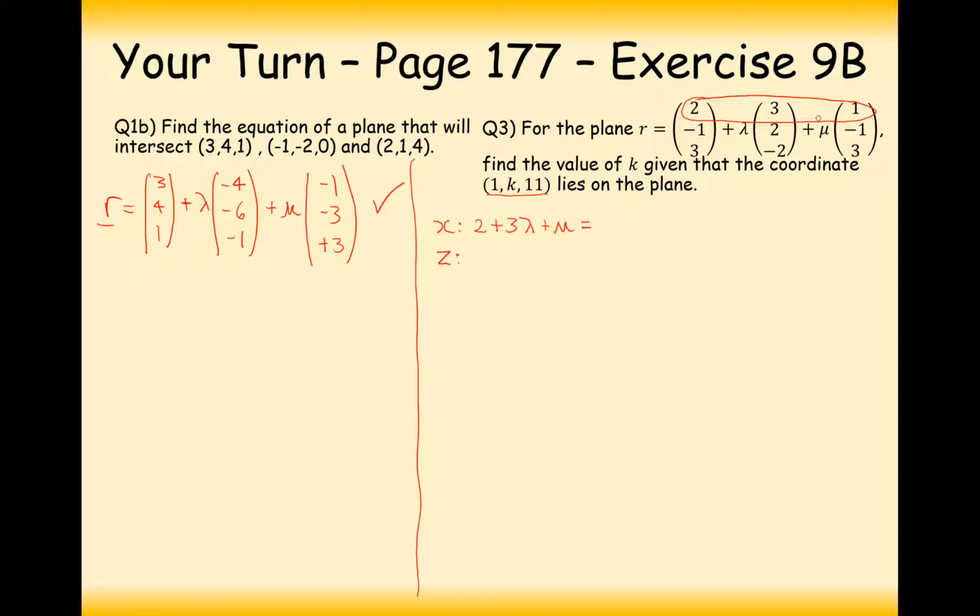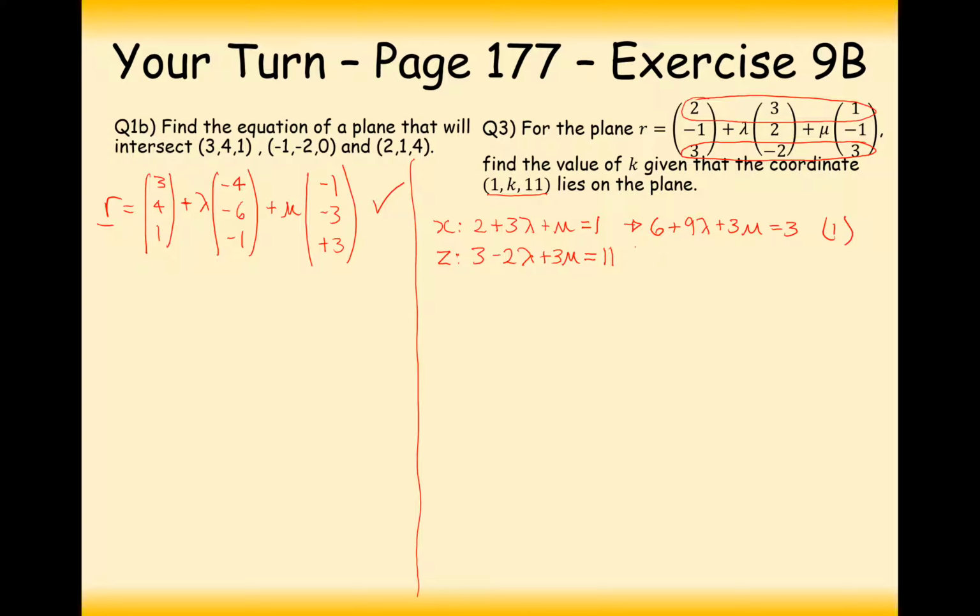If this point lies on the plane, then it should equal 1 on the x coordinate here, and we'll now have to do it for the z coordinate. So this is going to be 3 minus 2 lambda plus 3 mu. So this here, if all things nicely line up, then this is going to equal 11. Okay, so what can I do from here to solve these two simultaneous equations? What I think I'll do is I'll times the top one by 3, so I'm going to get 6 plus 9 lambda plus 3 mu equals 3.